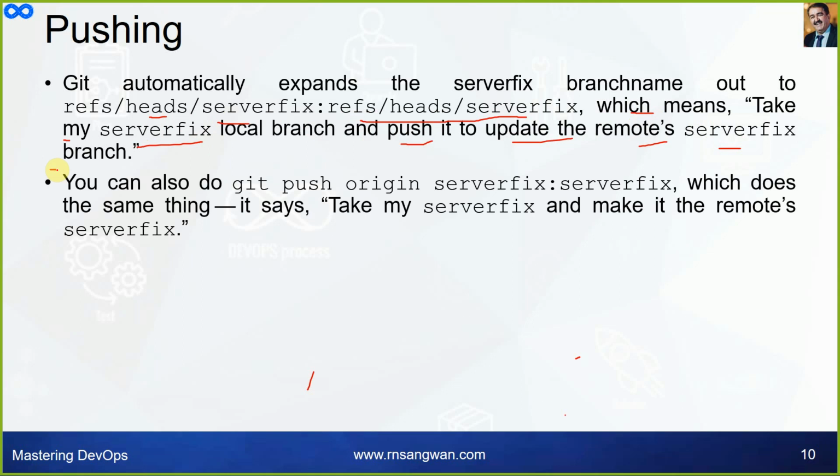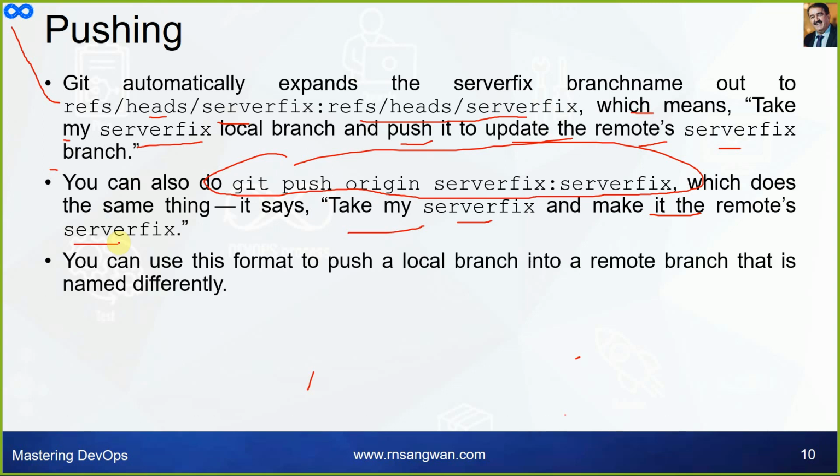You can also do git push origin server fix:server fix, which also does the same thing. The meaning of this statement would be, if you ask me git push origin server fix, this would mean take my server fix and make it the remote server fix, because you are pushing to origin server fix your local server fix. You can use this format to push a local branch into a remote branch that is named differently.